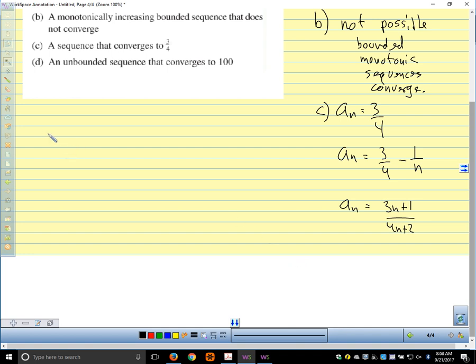And finally D. I'll go over here for D. An unbounded sequence that converges to 100. Right, what was that again, Kira? If it's unbounded, how does it? Right, if it's unbounded, does it converge? I guess like it could be unbounded.